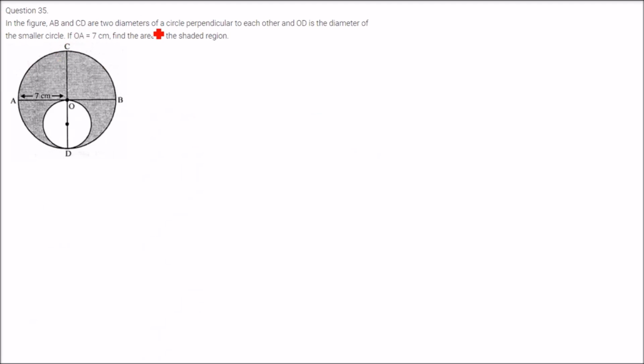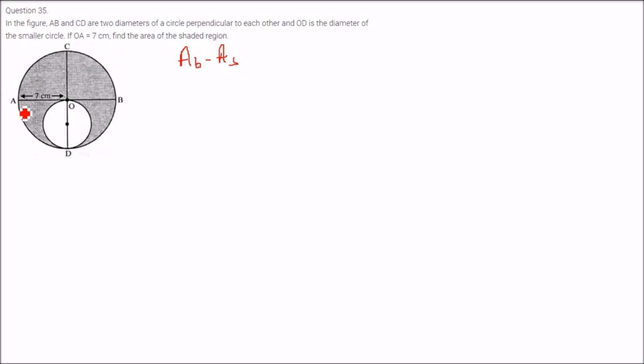In the figure, AB and CD are two diameters of a circle perpendicular to each other. With OD as the diameter, the smaller circle has been made. Find the area of the shaded portion. So here what we have to do? We have to find out the area of the bigger circle, this circle, minus the area of the smaller circle.